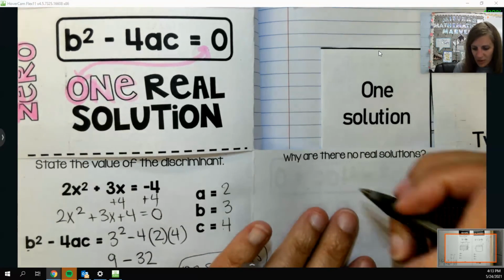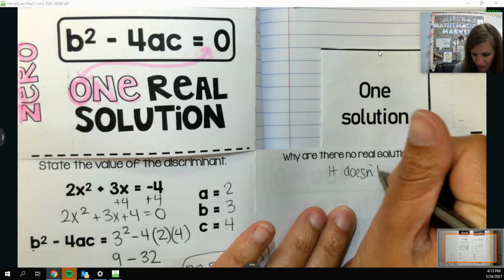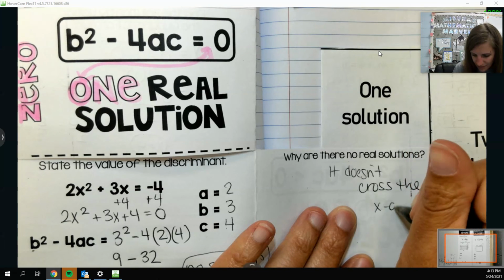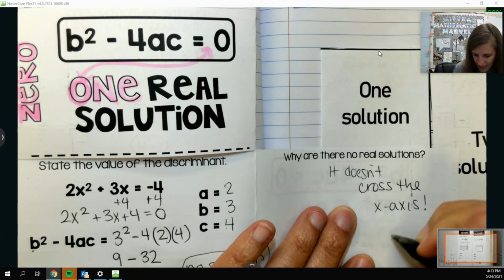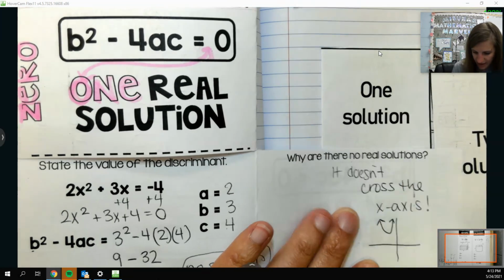So why are there no real solutions? It doesn't cross the x-axis. And if you want to make a little sketch to remind yourself, it was like right there. So it was above it and going up.